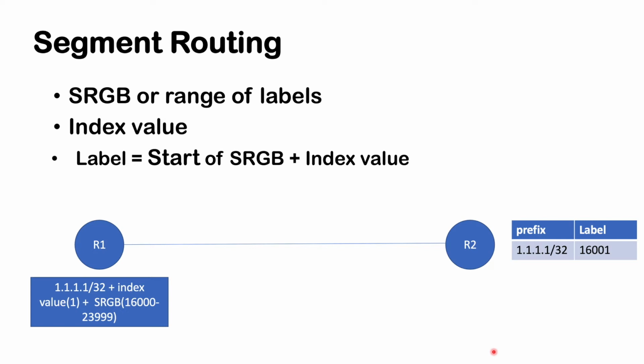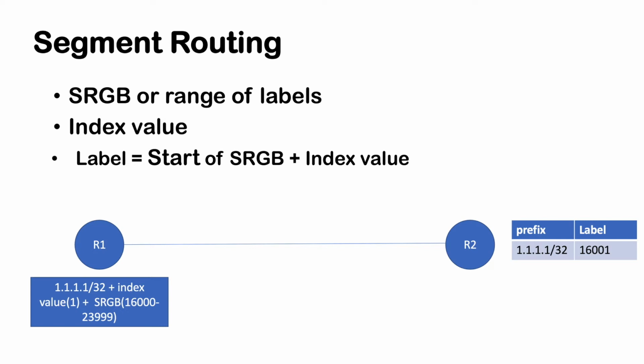For example, if it is 16,000, then it will pick the 16,000 value and add the index value which is advertised to you. For example, if router R2 is advertising the index value as 1, I'll add the 1 to 16,000 and the label value becomes 16,001.